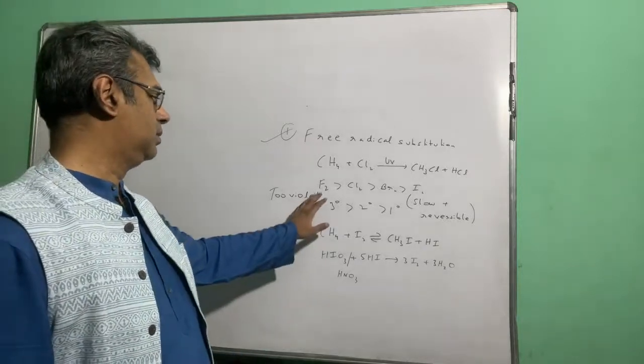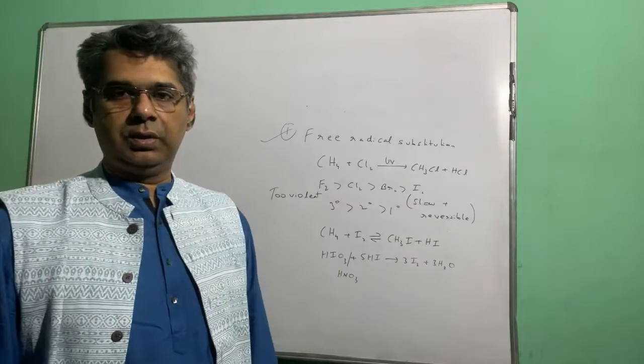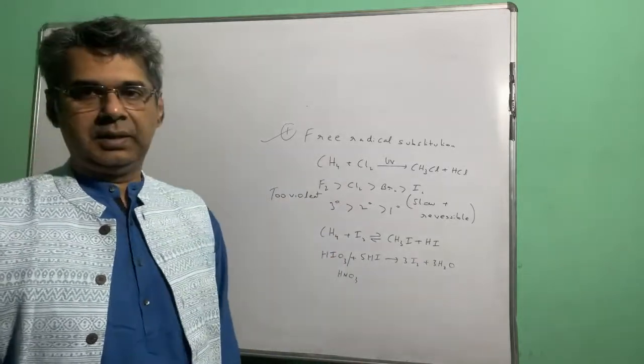So these are the two extremes. Fluorine is too violent and iodine is too slow and reversible. So these are some basic details, right?